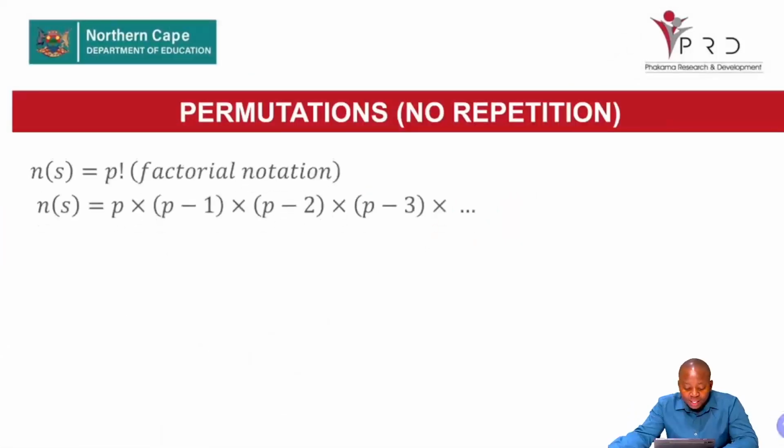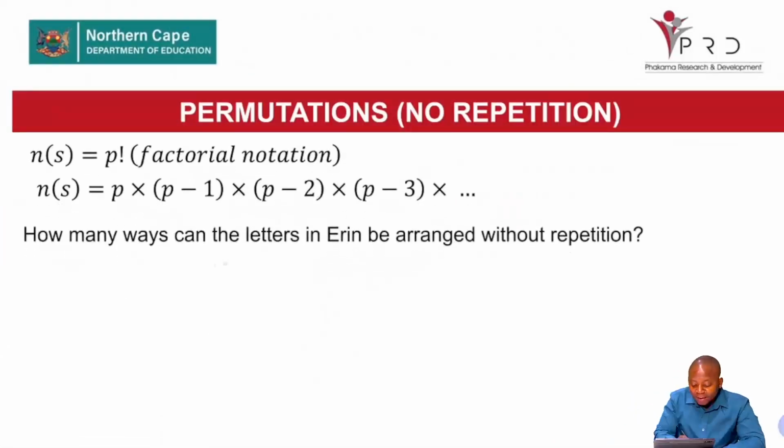Let us look at this one in detail. So we are saying, how many ways can the letters in a ring be arranged without repetition? In this case, we have 4 options. So what are we saying? We're going to say 1, 2, 3, 4. Why is it 4? Let's look at the first one.